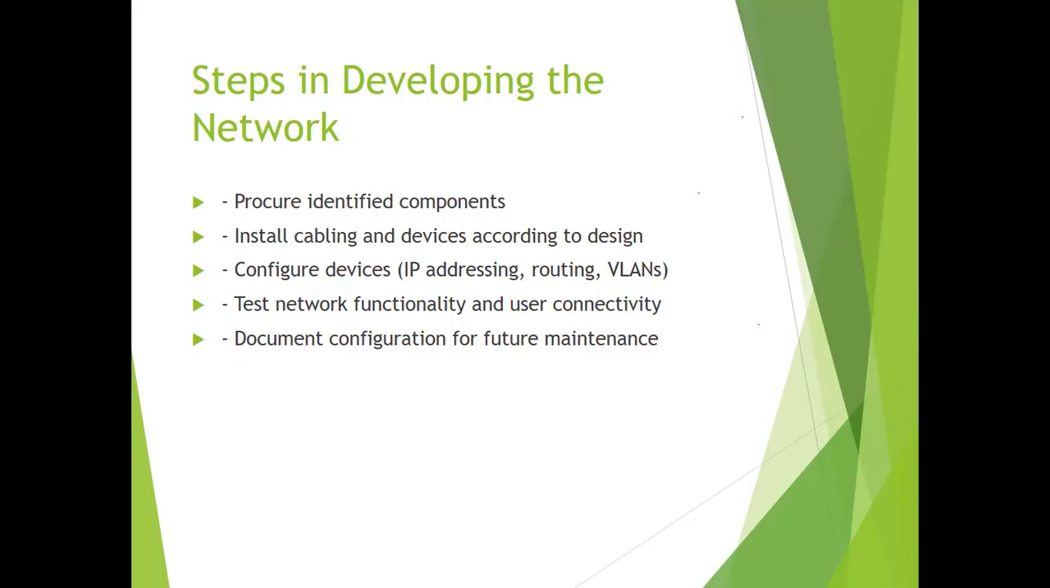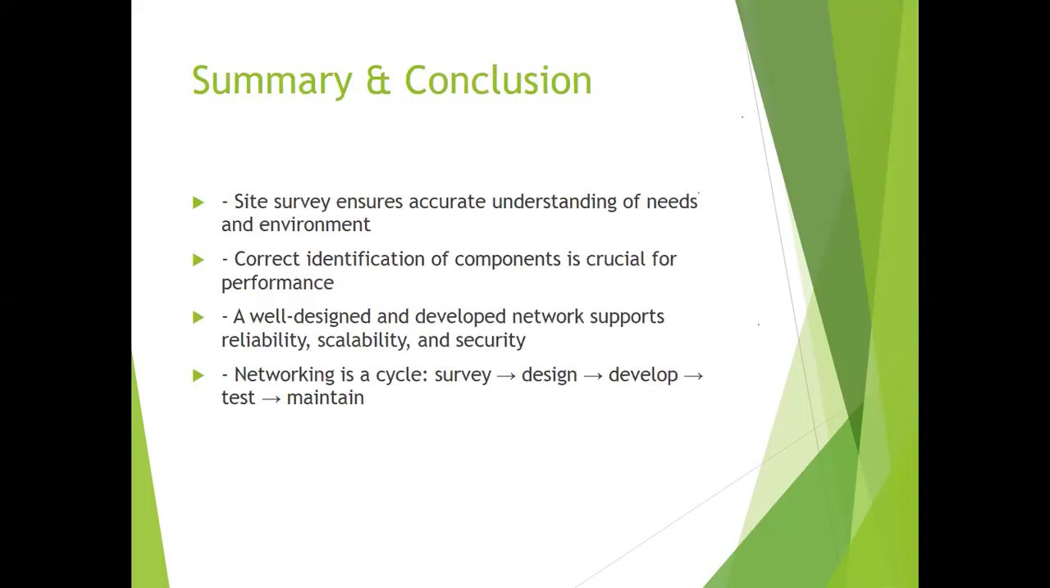The first one is to procure identified components. The second one is to install cabling and devices according to design. Configure devices. There you have to take care of things like IP addressing, routing, and VLANs. The second last is testing network functionality and user connectivity. We all want to ensure that everything is connecting well. And then there is document configuration for future maintenance, because maintenance is very important. That is good, Horace.